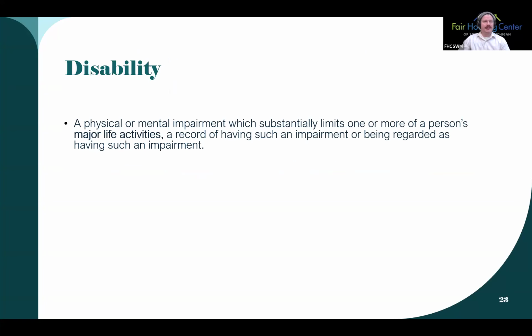I mentioned that disability is the most commonly cited protected class in fair housing complaints. That's been true for a number of years now. And disability under fair housing law is any physical or mental impairment which substantially limits one or more of a person's major life activities. It also covers a record of having such an impairment or being regarded as having such an impairment.